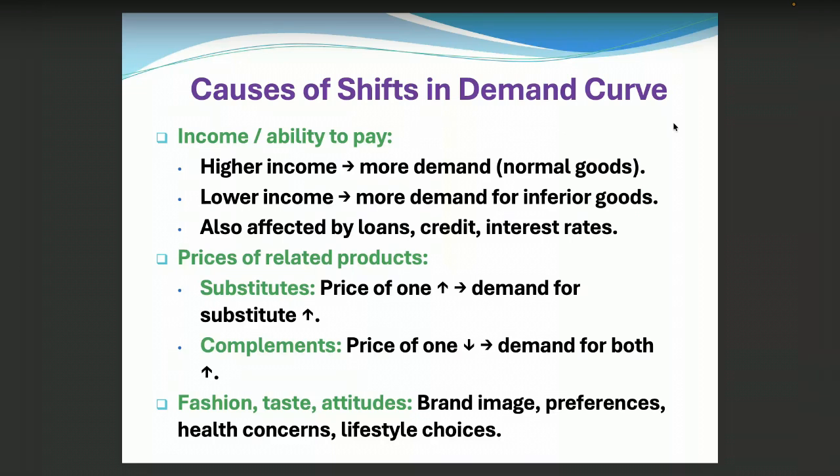Or maybe complements, the goods that you will be using alongside, like maybe burgers and fries together. So if those goods' prices go up, then their demand will go down. So people won't need to buy your good too. But if those prices are going down, then people will buy those goods alongside yours, and your demand will increase. Things like fashion, taste and attitudes. If it's favorable, if all the bloggers are wearing your clothes, then your demand skyrockets.